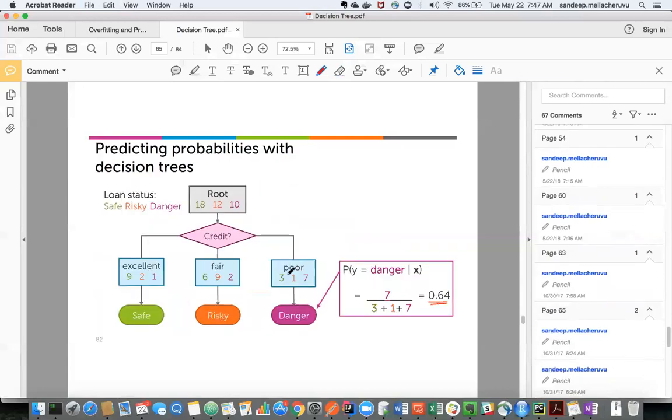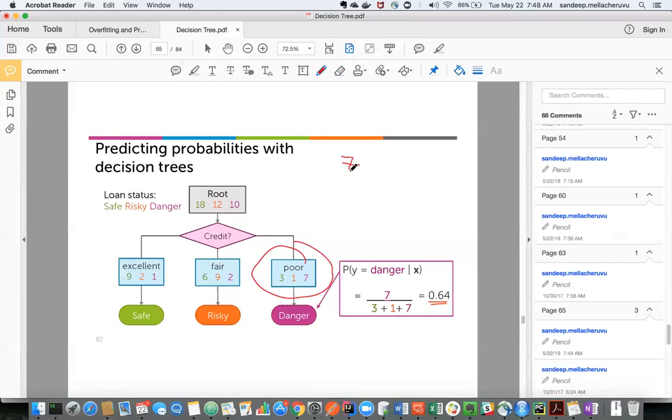And again, if you want to build the decision tree, for the classification error, what you are doing is, instead of predicting it as a classification error, you can predict it as a probability. The probability that the given y is danger, given that credit equals poor. Probability that y equals danger when credit equals poor. How do you find the probability?